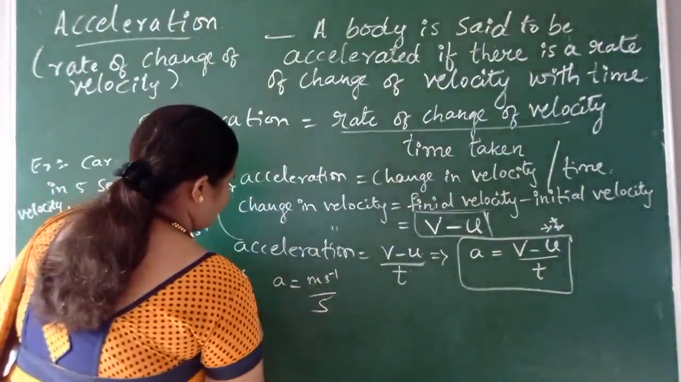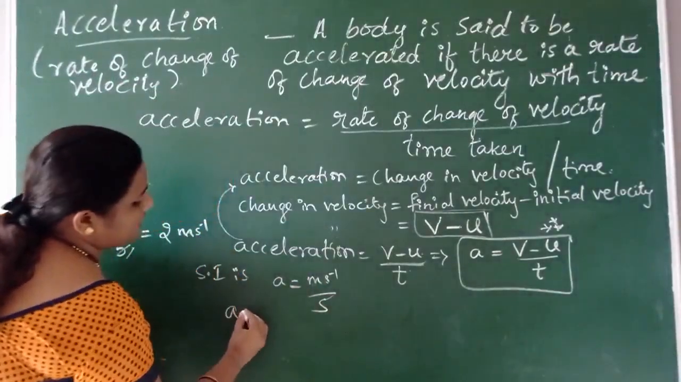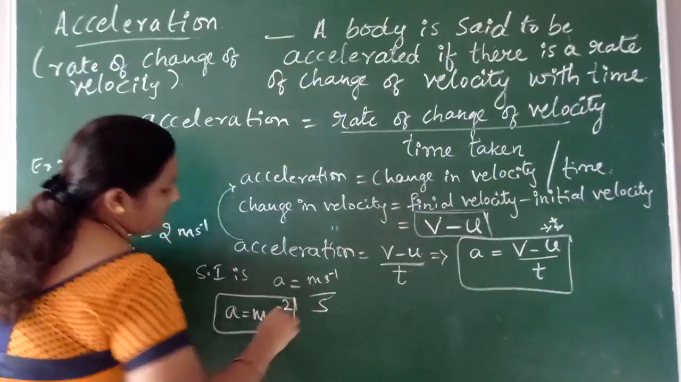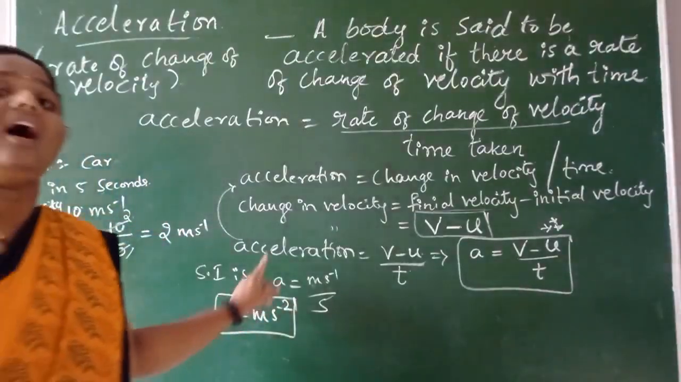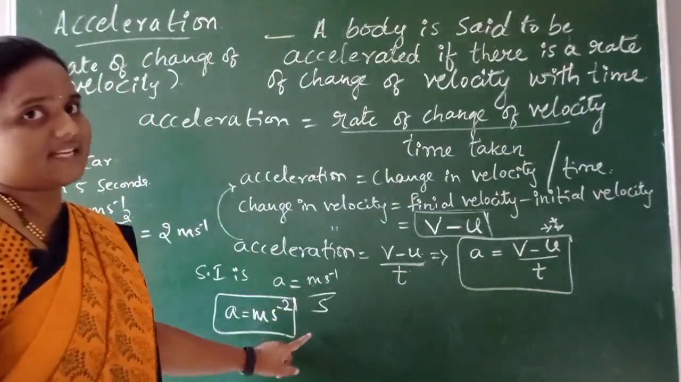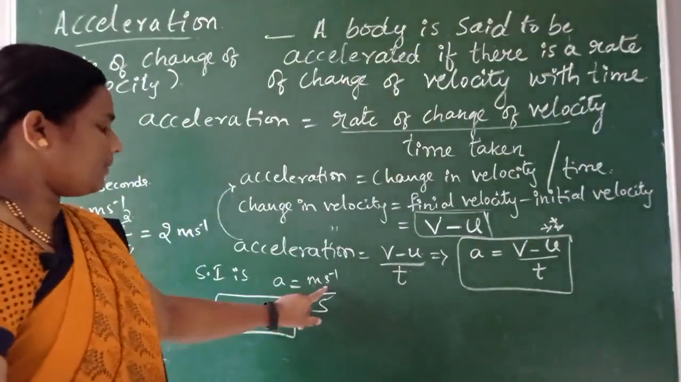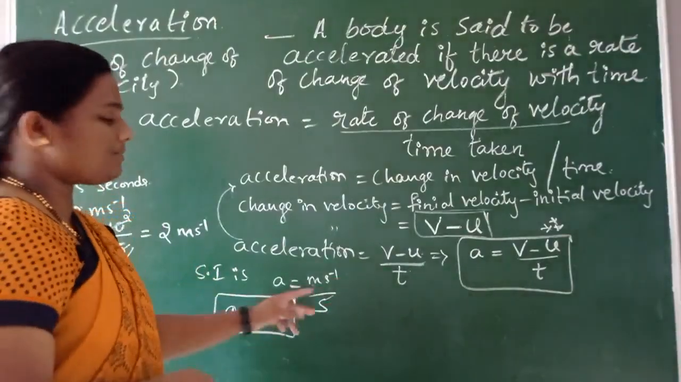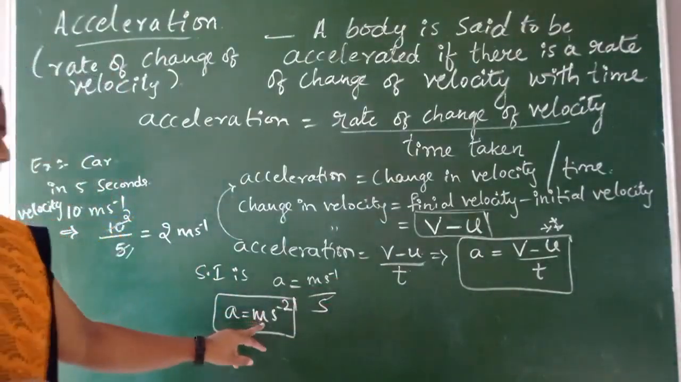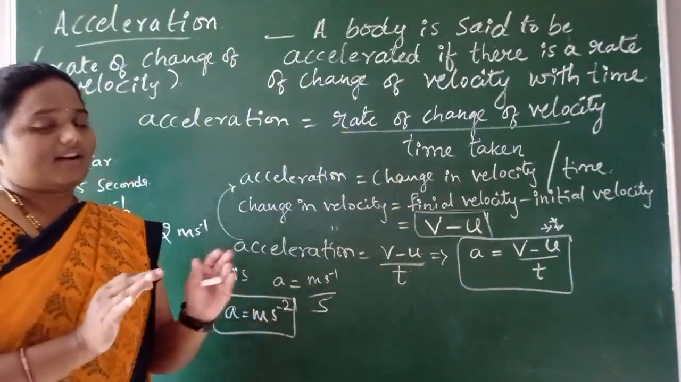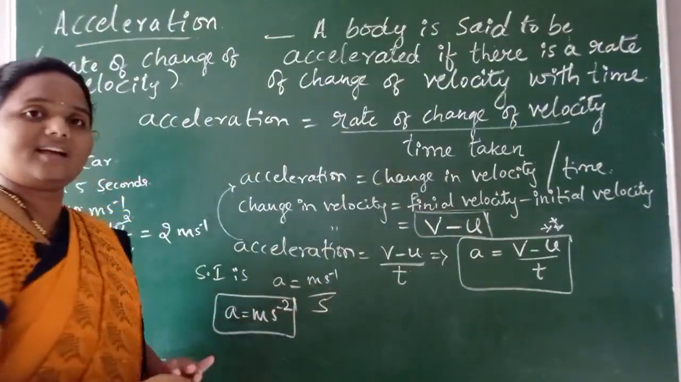So what is the unit, children? A is equal to meter per second square. The SI unit of acceleration is always 1 meter per second square, or meter per second per second. It's better, children, you can say easily, that is meter per second square. Got it, children? Is the concept clear?